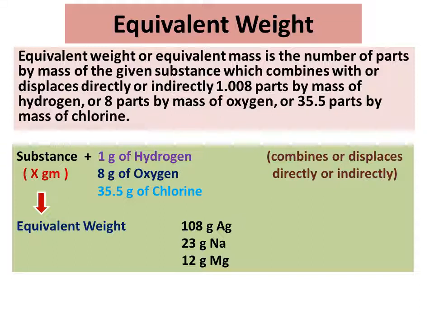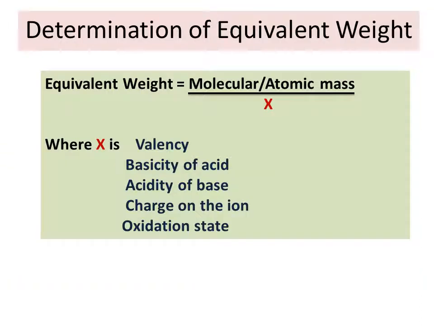In absence of all these, if it combines with 23 grams of sodium, then also we will say that x gram is the equivalent weight of that substance. So this is equivalent weight. So how are we going to determine the equivalent weight of any substance?